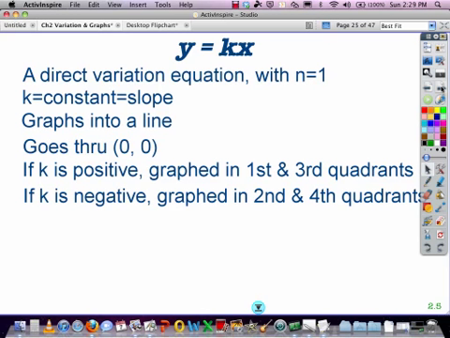We know that all graphs of this type will graph into a straight line. We also know that all graphs of this type will go through the point 0, 0. It just depends: if k is positive, the graph will be in the first and third quadrants, and if k is negative, it will be graphed in the second and fourth quadrants. Now, these are a good beginning to the list of the characteristics for y equals kx. We want to be able to do that same thing with y equals kx squared, which is our new equation in our discussion today.